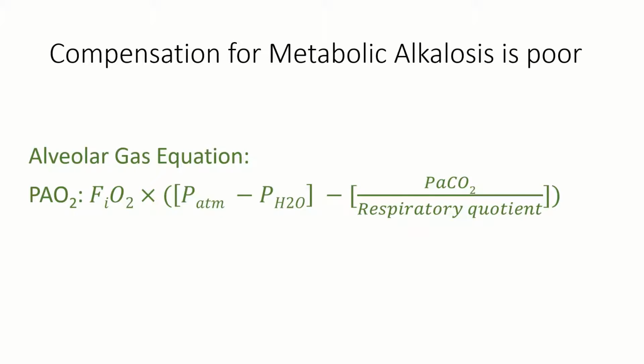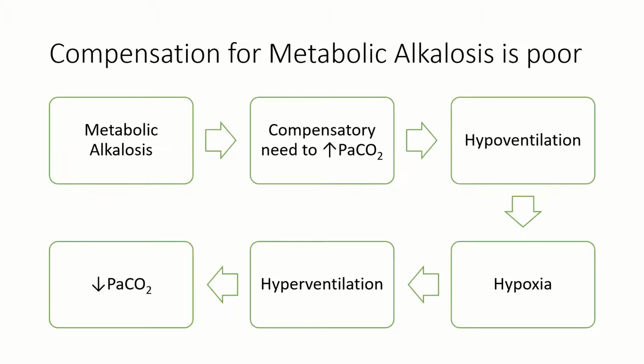Now, this is one concept that's probably good to understand. The compensation for metabolic alkalosis is poor. Let's understand why this is. For this, we need to understand the alveolar gas equation. By using the alveolar gas equation, we are basically calculating the partial pressure of oxygen in the alveolus. So if there is metabolic alkalosis, then there should be a compensatory increase in PaCO2, like we just discussed. And for this to happen, we need hypoventilation. So whenever there is hypoventilation, there's going to be hypoxia, right? And this hypoxia is going to be a drive for hyperventilation, and as a result, this hyperventilation is going to decrease PaCO2.